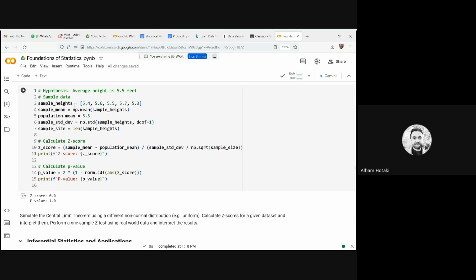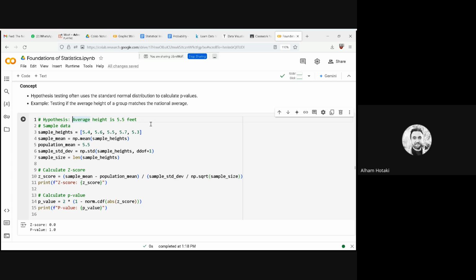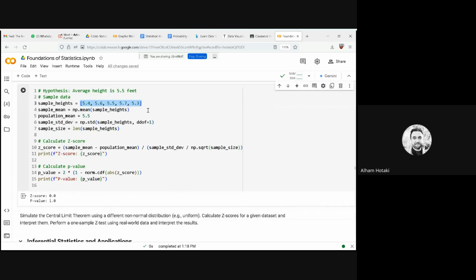If you have a number of sample heights, for example, these are the heights of people, then the sample of these heights is these ones. The population mean is actually 5.5. So the population mean average height is 5.5 across the population. This is the hypothesis: the average height is 5.5. It means if we have a population where we cannot go and check the height of each person, we are assuming that it is just 5.5 on average. Then we have a set of sample sizes.